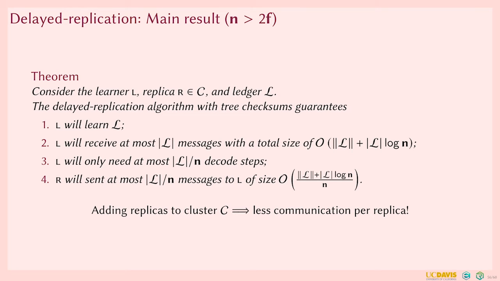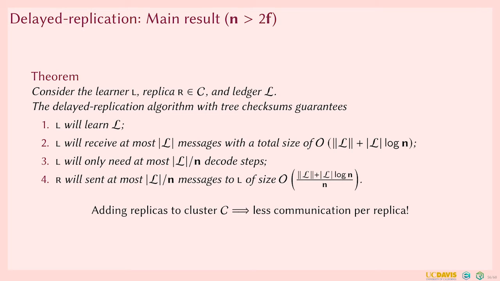Applying this approach gives us a solution to the Byzantine learner problem via delayed replication that works as long as we have more than double the replicas of the faulty ones. Using this approach, we can guarantee that every learner will learn the ledger, and they will do so by getting a number of messages that is proportional to the size of the ledger, and the size of which is also proportional to the size of the ledger. We also only have a number of decoding steps that is proportional to the size of the ledger, whereas all the replicas that participate in the process will only send an amount of data that is proportional to the size of the ledger and the number of replicas.